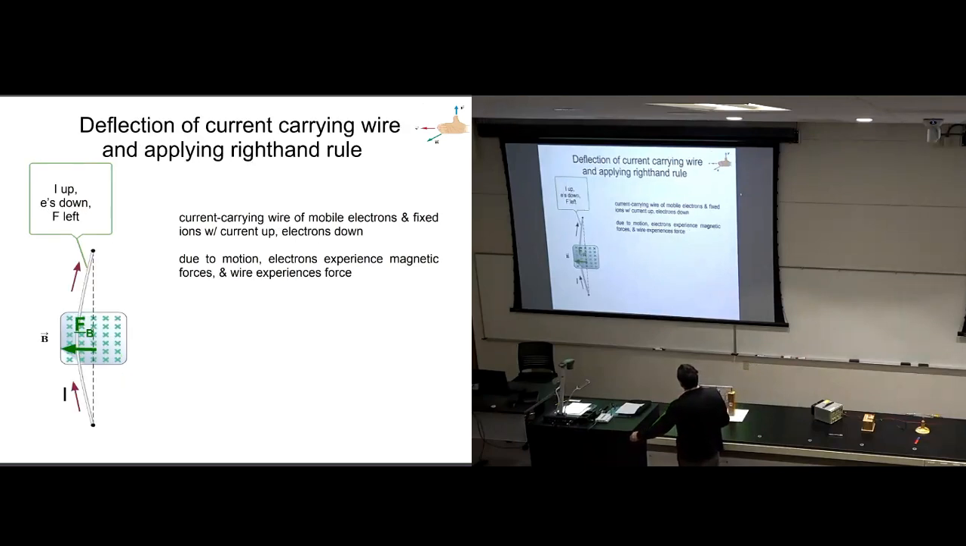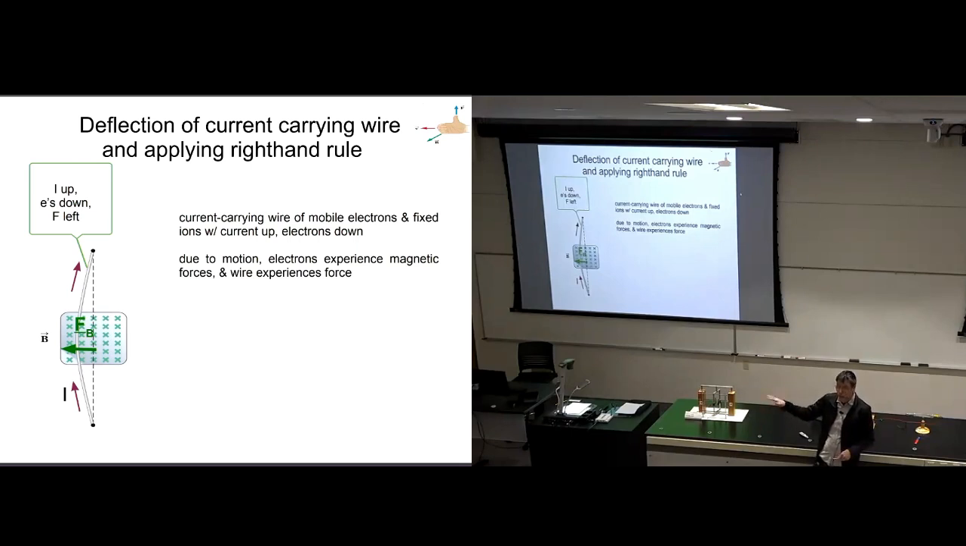This is the same picture, but now the conventional current is not flowing down, it's flowing up, which means that the electrons which were flowing up are now flowing down. So everything's reversed here. Current was down, it's now up. Electrons were up, they're now down. And because the velocities or the currents are reversed, but the magnetic field didn't change, the force reverses.